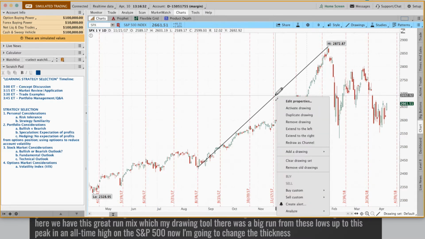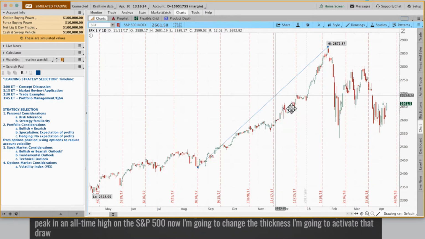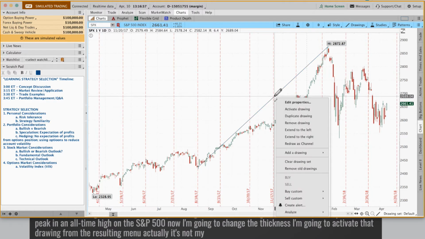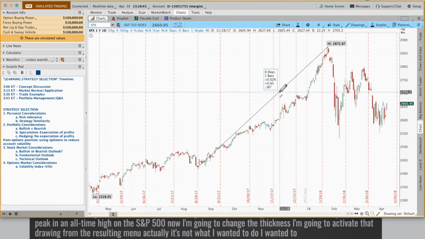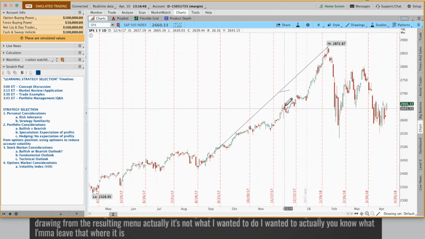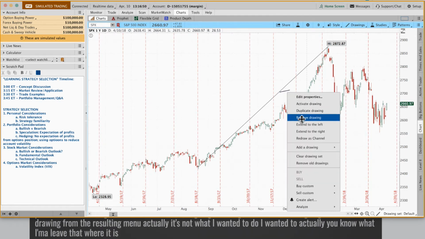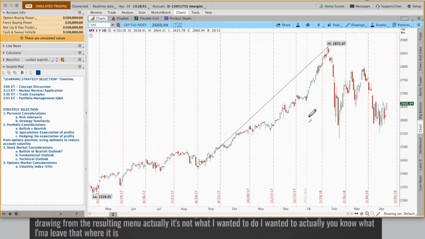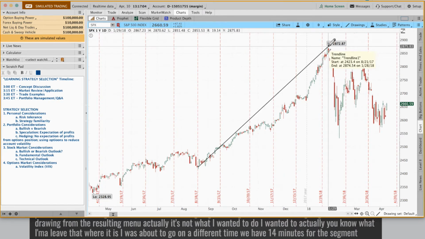So I'm going to right-click on that. I'm going to activate that drawing from the resulting menu. Actually, that's not what I wanted to do. Actually, no, you know what? I'm going to leave that where it is. Hold on a second. Let me delete that. Remove that second drawing. I was about to go on a different tangent, and in the interest of time, yep, we have 14 minutes for this segment.